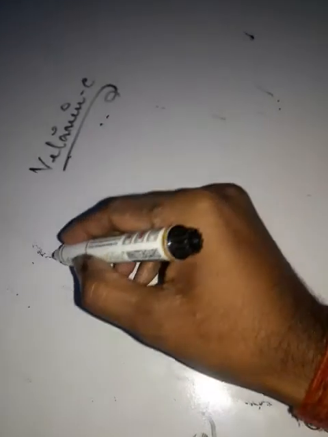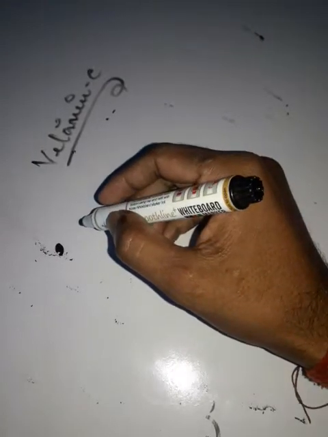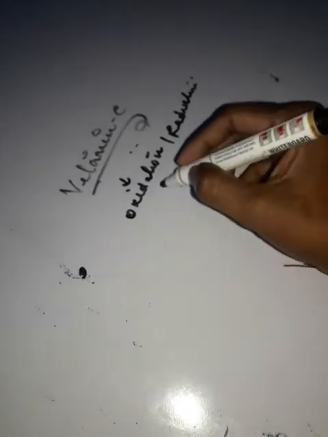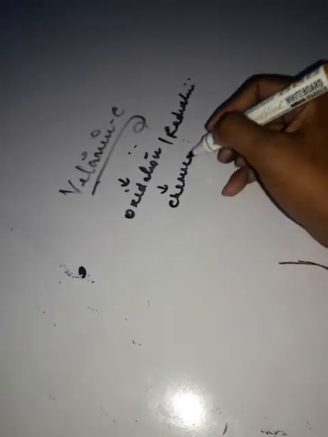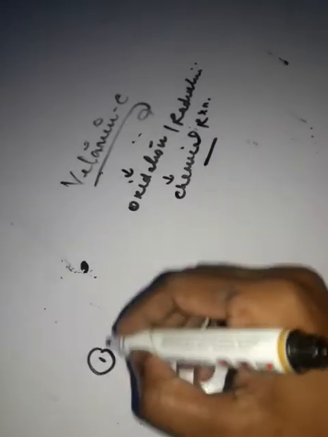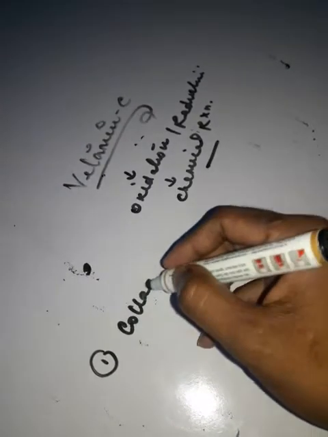Okay, so if you talk about the function of vitamin C, then there are several functions of vitamin C. So step by step we will discuss here. The main function of vitamin C is in oxidation and reduction. It helps in oxidation and reduction in chemical reactions. The first point we will discuss is that it takes place in collagen formation.